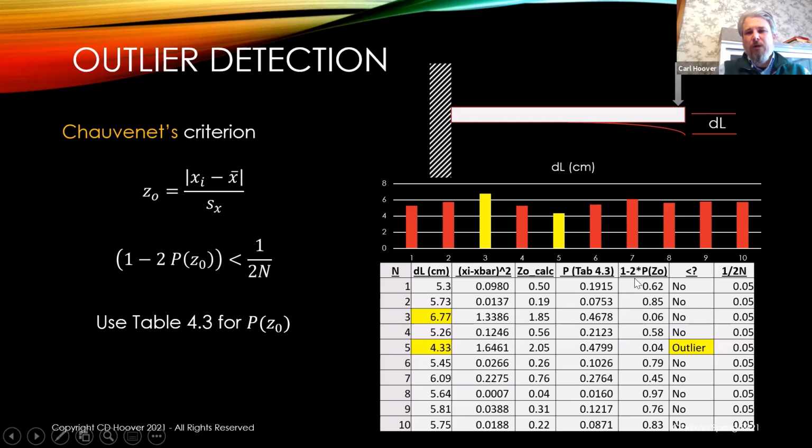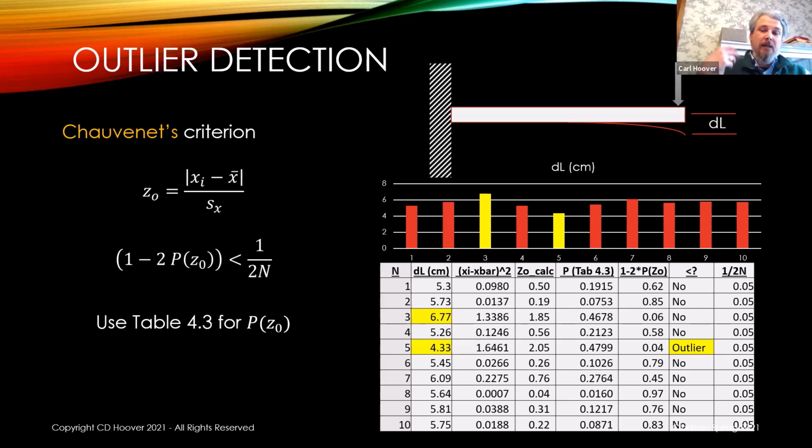Then we use our criterion, which is 1 minus 2 times the probability of a particular z value. So 1 minus 2 times this is computed here, and then we're comparing that: is it less than 1 over 2n? If it's less than, we're going to identify that as an outlier. All these values are greater than 0.05 except for this one value for number 5 right here. You can see visually that it looks like it's lower than others. So by Chauvenet's criterion, we would consider that an outlier.